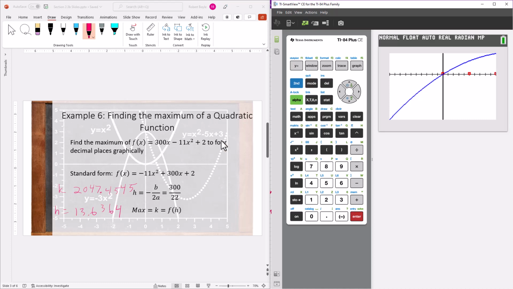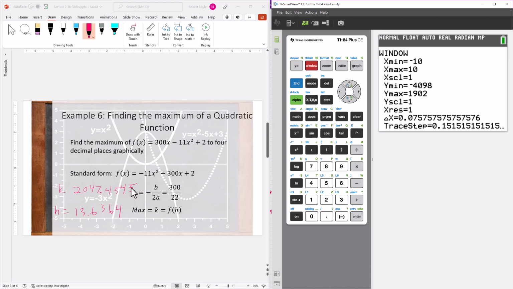But what we do know is that the maximum is at 13. So what we probably want to do is go back into window, and we want to have our x values, the minimum, be something less than 13, say -10, or how about just 0. And then we want this to be greater than 13, say twice 13, 26, or let's just go with 30.